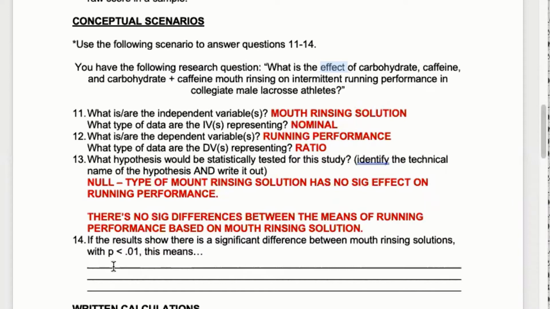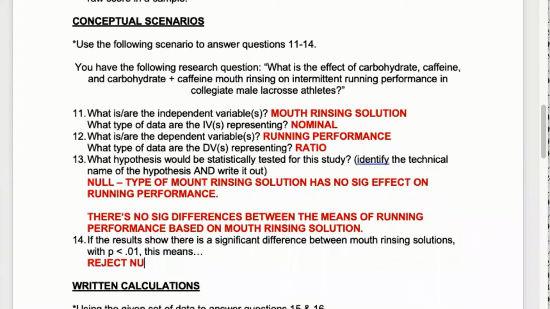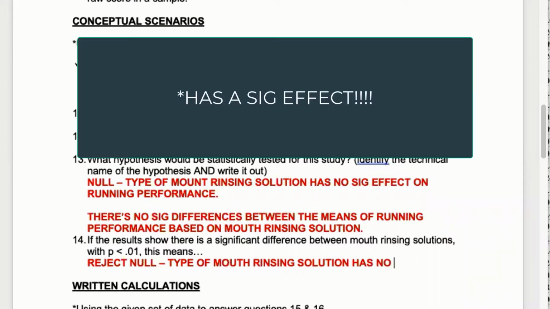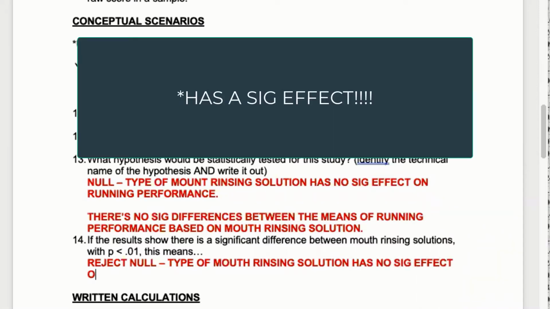Number 14, if the results show there is a significant difference between mouth rinsing solutions with a p less than 0.01, what does that mean? Reject the null. And yes, there was a significant effect. So in that case, we could restate the research hypothesis, which would say that the type of mouth rinsing solution, if we want to use good English, has a significant effect on running performance.